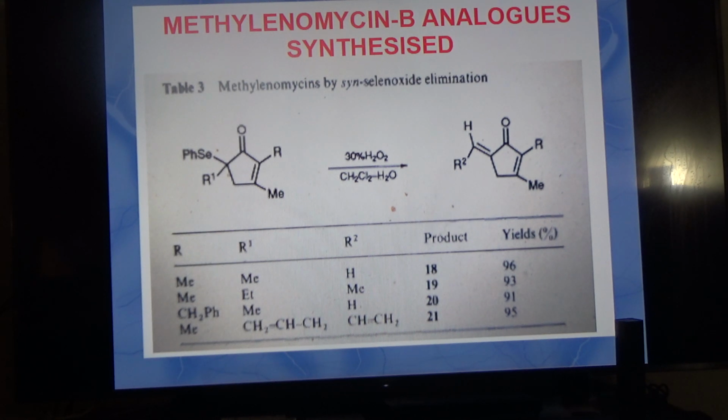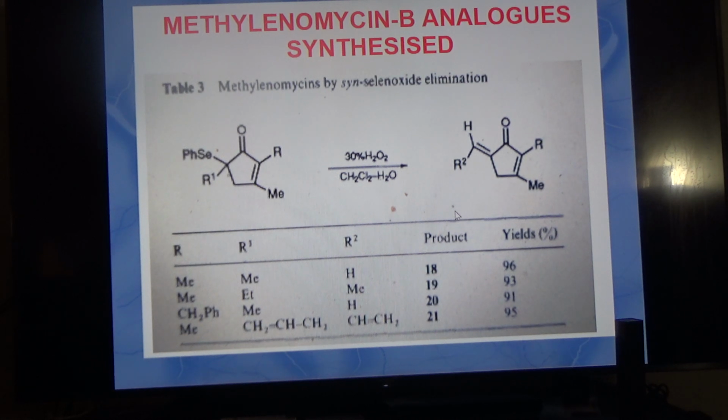Then you go to entry 3. R1 is still methyl. R is benzyl. So that is benzyl, and R1 is methyl. That gives you, on oxidation, R2 is hydrogen then. R2 is hydrogen. So that gives methylenomycin, except instead of the methyl group, you have a benzyl group.